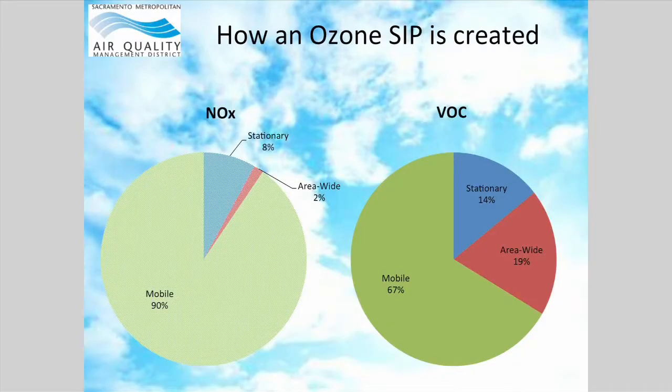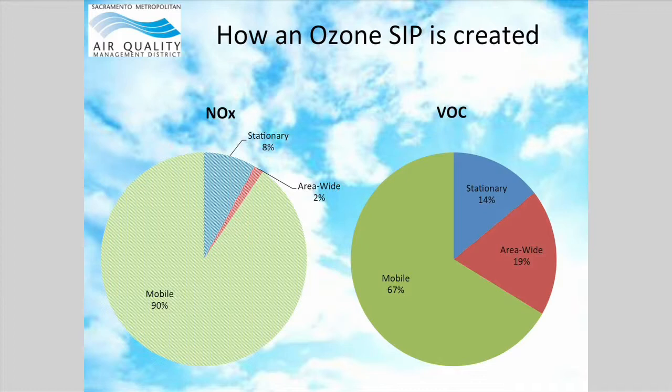This shows our inventory. NOx, nitrous oxides, and VOC together with sunlight creates ozone. You put that together. Ooh. That was cool. Thank you, Paul. I don't know how I did that.